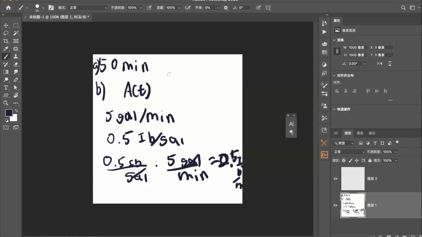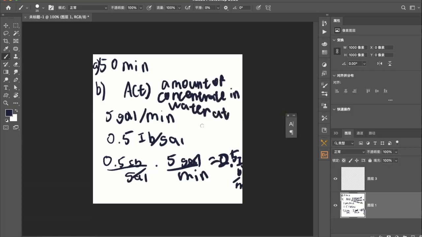So after we know that 2.5 pounds of concentrate will enter the tank per minute, we need to define a variable. So A(t), I will state that it stands for the amount of concentrate in the tank water at time t. The unit for t was minutes, and the unit for A will be pounds. So great job. Let's start solving this problem.